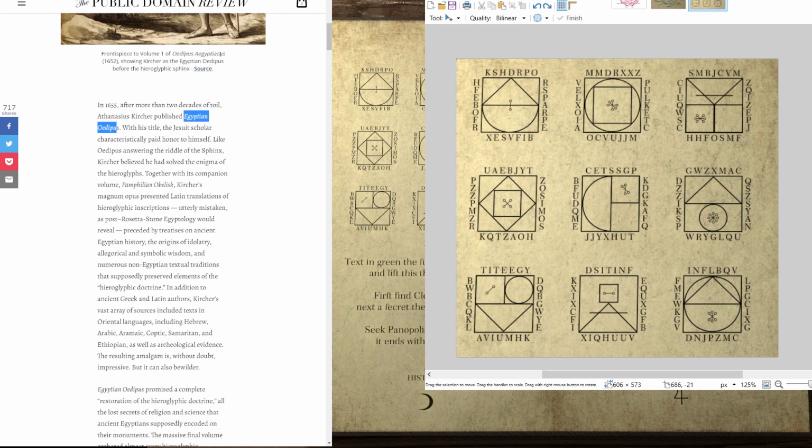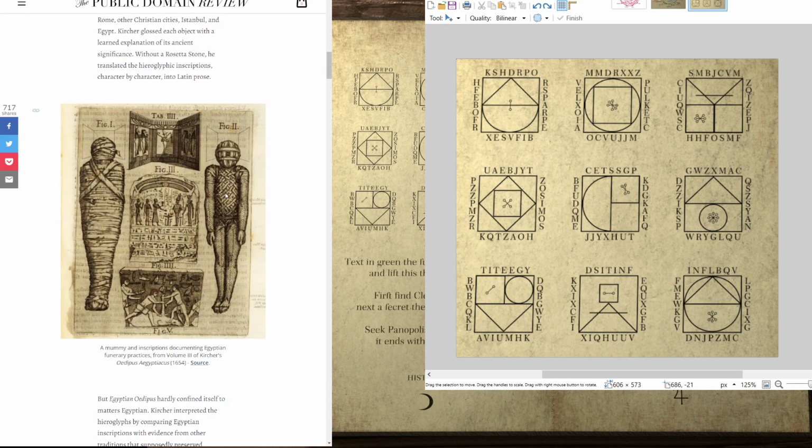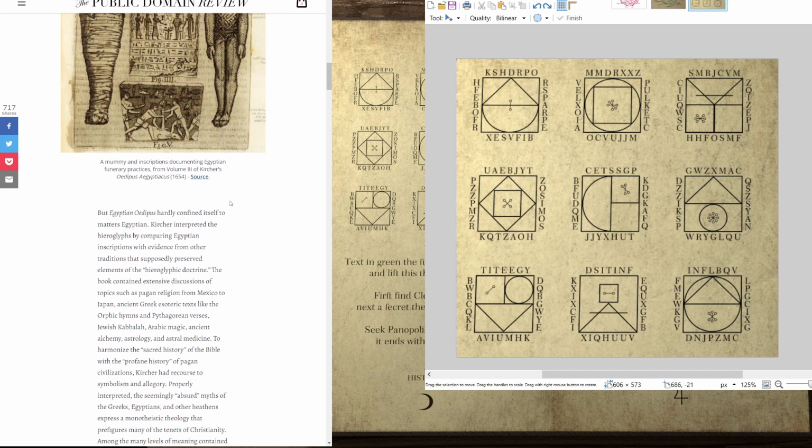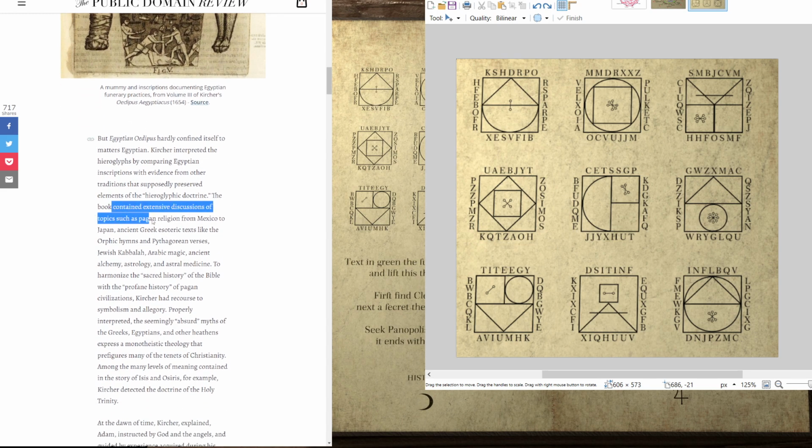In addition to ancient Greek and Latin authors, Kircher's vast array of sources included texts in Oriental languages, including Hebrew, Arabic, Aramaic, Coptic, Samaritan, and Ethiopian, as well as archaeological evidence. The resulting amalgam is without doubt impressive, but it can also be wilder. The book contained extensive discussions of topics such as pagan religion from Mexico to Japan. Now I really want to read this book.